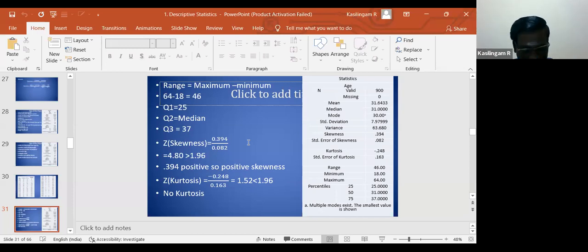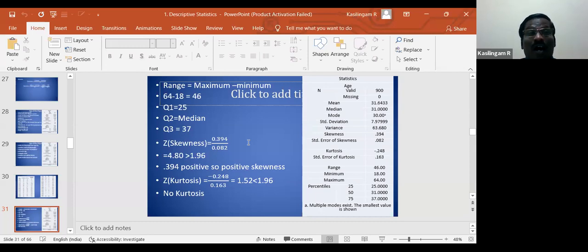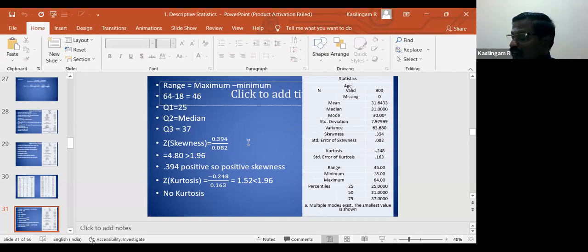Is it okay? There is a skewness, right? Now, there are two kinds of skewness. One is positive skewness, another is negative skewness. So how to find out? Now there is a skewness, right? What is the skewness value?